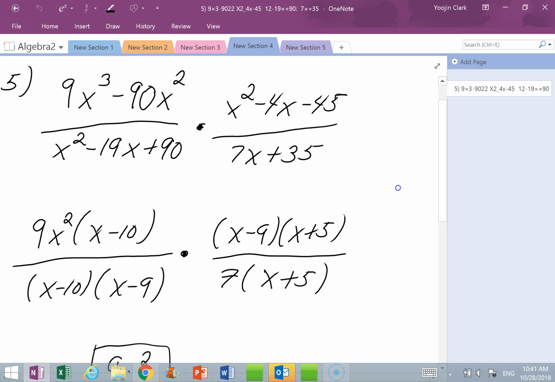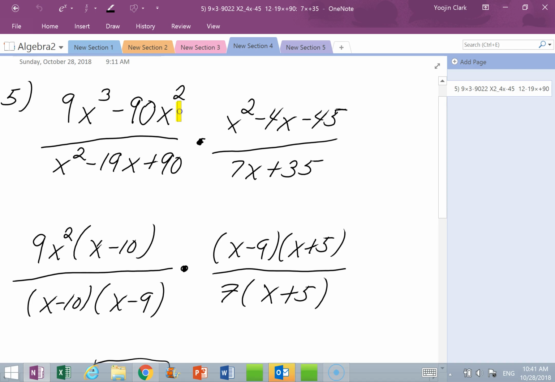Alright, so I got a GCF. So let's look at just this GCF here. Well, I can take a 9 out, and I can take an x squared out, which is what I've done here. Alright. So what do I have left? Well, I have x cubed here, so I need another x. And then I got the x squared there, so all I need is a 10.